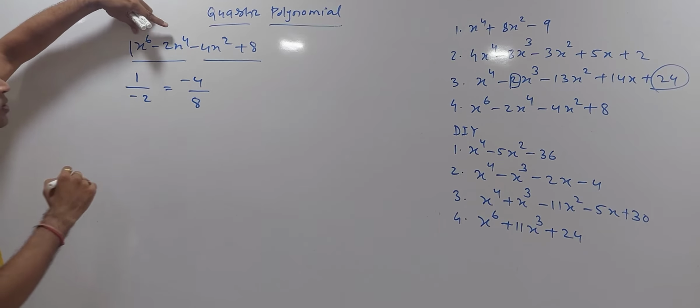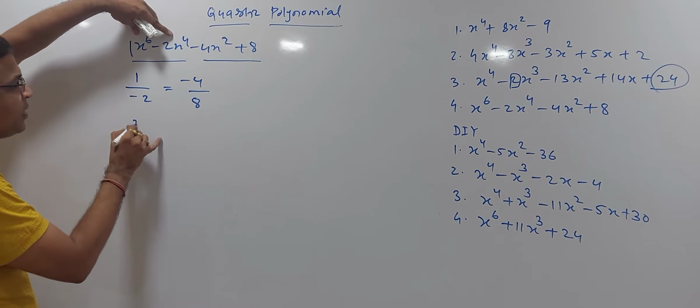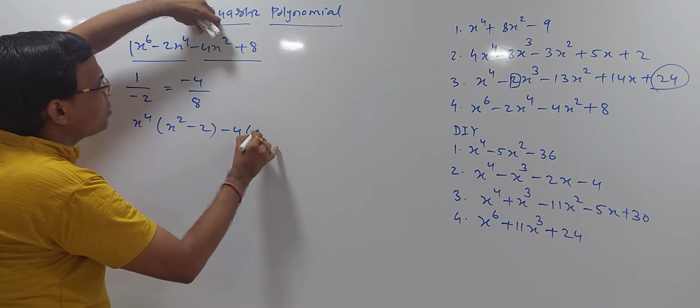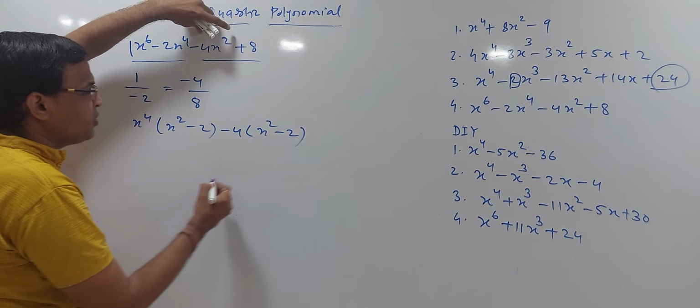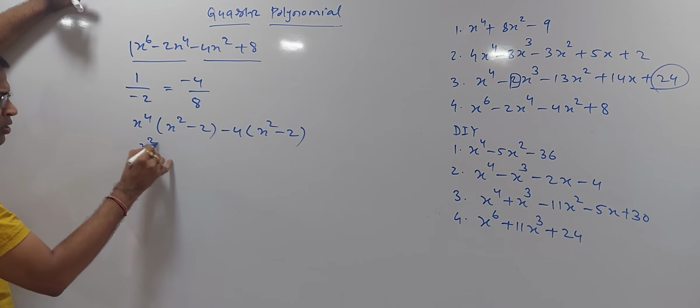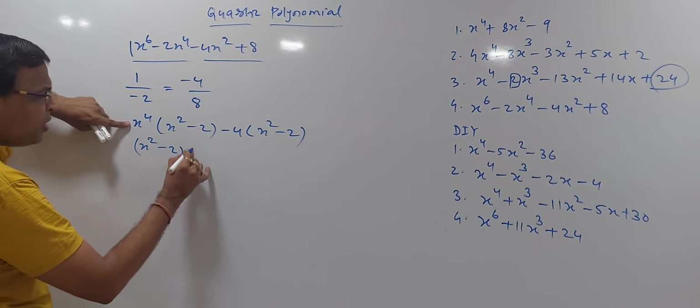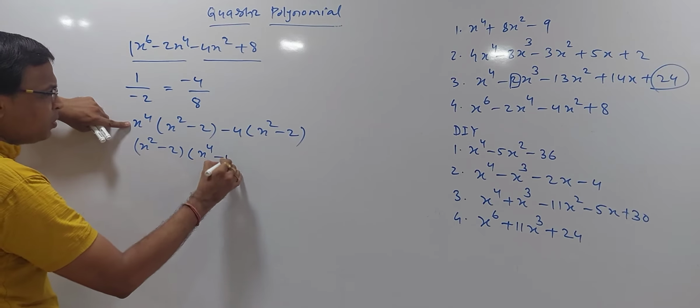If I take HCF of this, that is x power 4. So I am left with x square minus 2. Again here minus 4 taken common, so it is x square minus 2. You can check properly. So I can take x square minus 2 finally as common, and x power 4 minus 4. Now I can simply work on this. This is x square minus 2, so that 2 can be written as root 2 square. So I get x plus root 2 into x minus root 2.